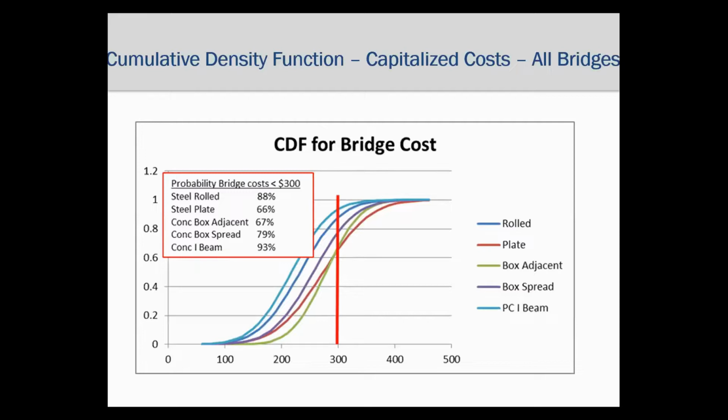However, for this full database result, we can use the cumulative density function again to ask the question, what is the probability that a bridge type has a capitalized cost less than $300 per square foot? And the results show that there is a 93% chance that a precast I-beam and an 88% chance that a steel rolled beam bridge have capitalized costs less than $300 per square foot. And of course, this is on the whole database, so all that talk about variables applies here also.